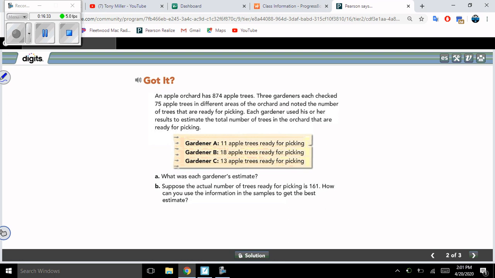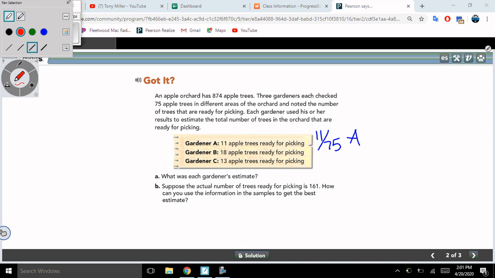This will be the last question we're taking a look at. Apple orchard, 874 trees, 3 gardeners checking 75 trees. So once again, I'm going to go ahead and set up, hey, I've got 11 over 75 for garden A. I've got garden B at 18 over 75. If I'm reading this correctly, I'm kind of not reading everything, so I'm just playing 7th grade kid here. And then 13 over 75 for C. Okay?